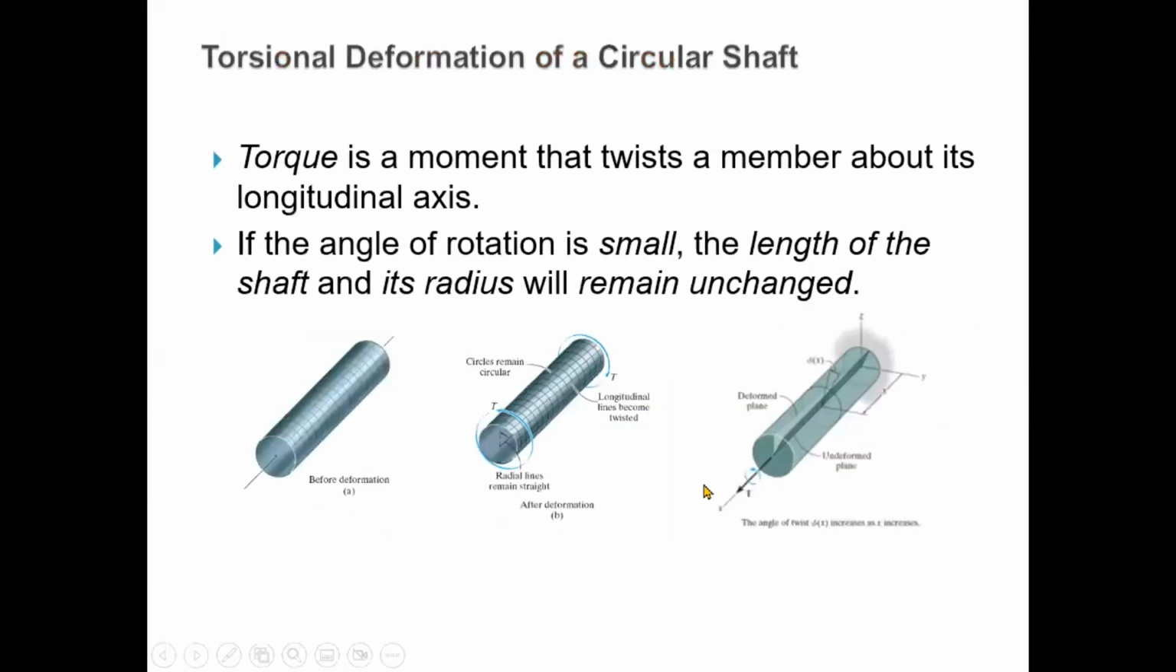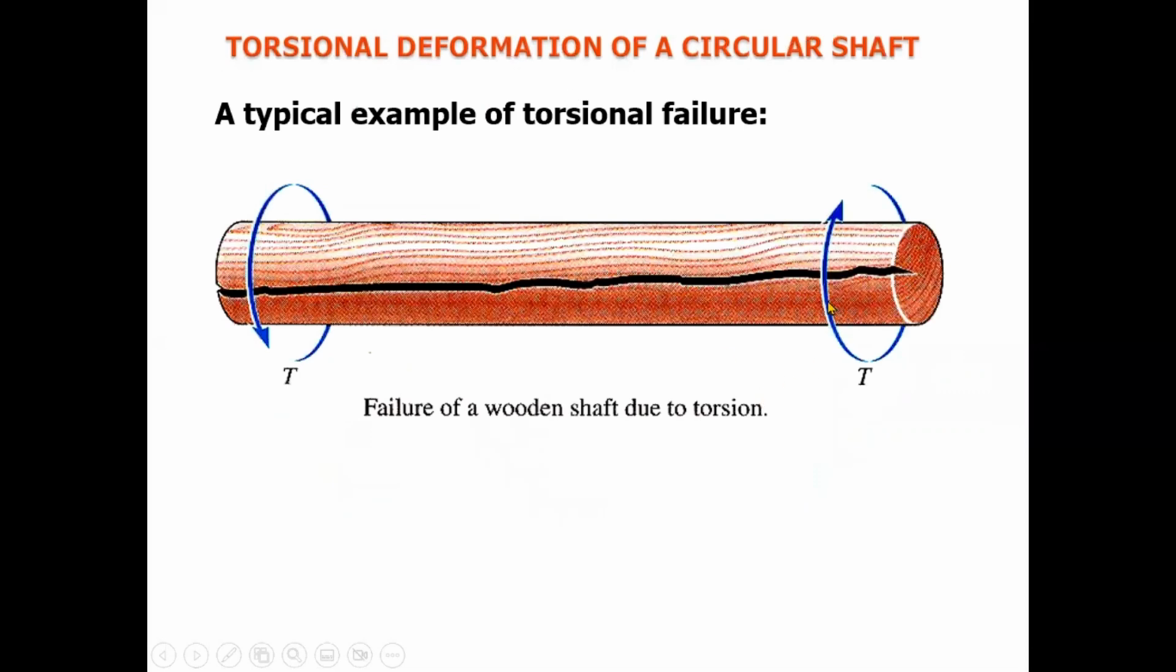Torque is a moment that twists a member about its longitudinal axis. If the angle of rotation is small, the length of the shaft and its radius will remain unchanged. This is a typical example of a torsion failure in a wood member.